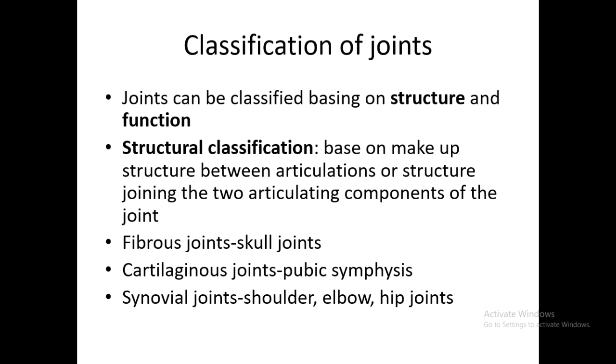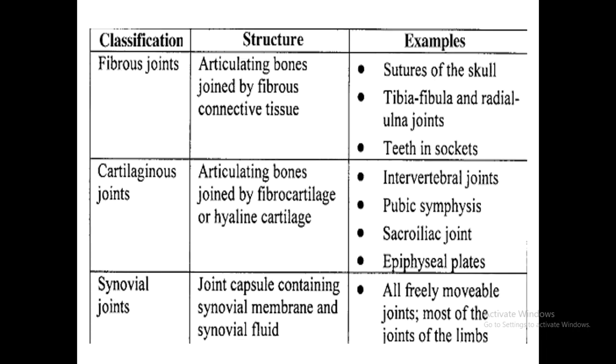First of all, we have got the fibrous joints. Those are the skull joints and they're located on the skull. Cartilaginous joints, pubic symphysis, synovial joint or shoulder, elbow, hip joints. So the synovial joints are found at the hip joints, elbow and shoulder, whereas cartilaginous joints are found in pubic symphysis. Fibrous joints are found in the skull joints.